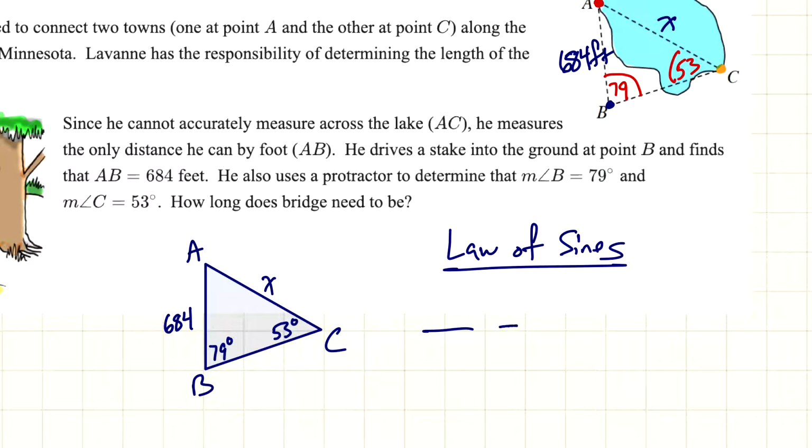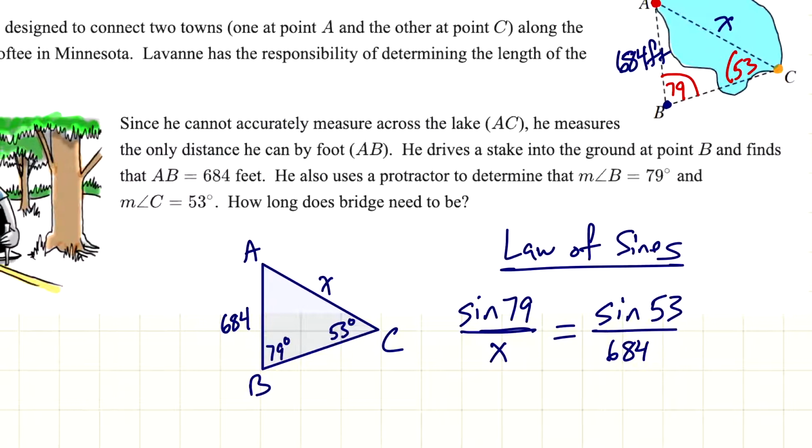All right, let's see. Hopefully, if you set this up correctly, since we are using law of sines, we're going to have two fractions equal to each other. So we're going to have sine of 79 degrees and sine of 53 degrees. I already know the sines go on top, the two angles that we know. And across from 79 is an x, so I'm going to put an x at the bottom. And across from 53 degrees is 684. So this is going to be 684. All right, so hopefully this is how you set up your problem. And then at this point, you would cross multiply and solve for x.